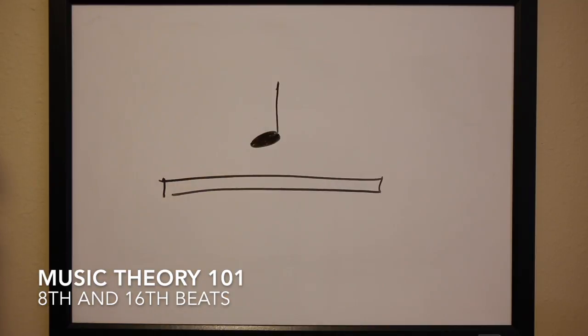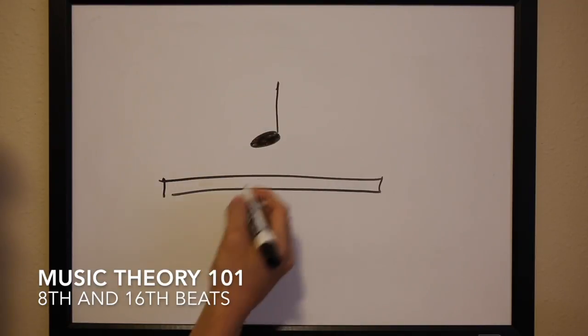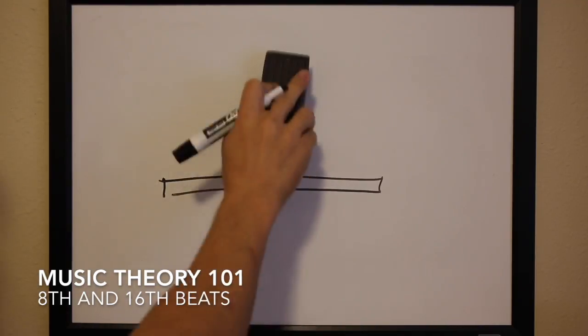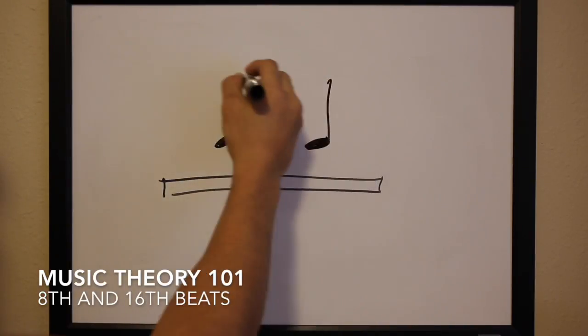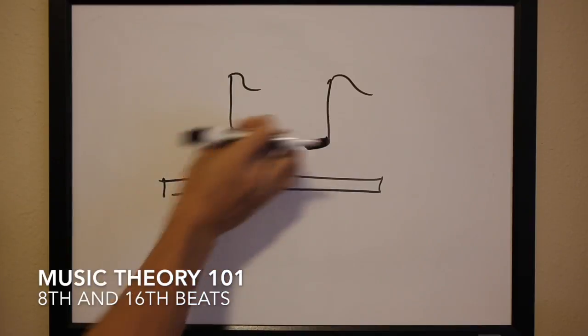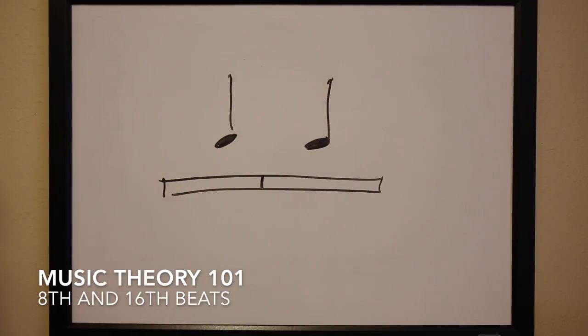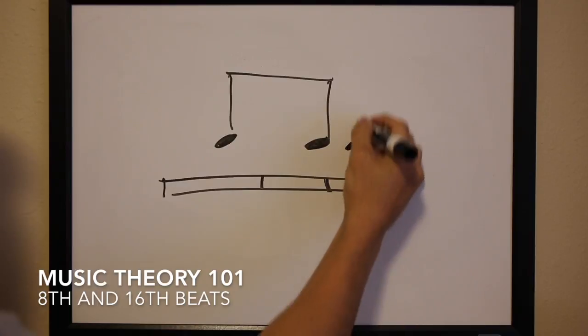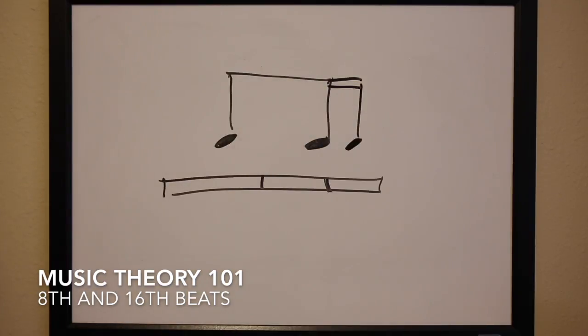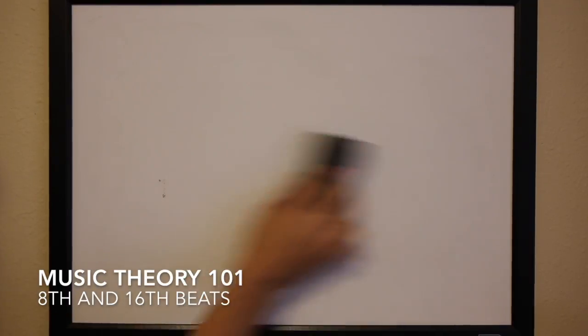What I have here is a quarter beat. If I split it in half, what do I get? Well, I'll get two eighth beats. They're connected by a flag on top. If I combine them, I will get one line on top. If I split the next one, I will have to add another flag to let me know that they are now 16th beats.